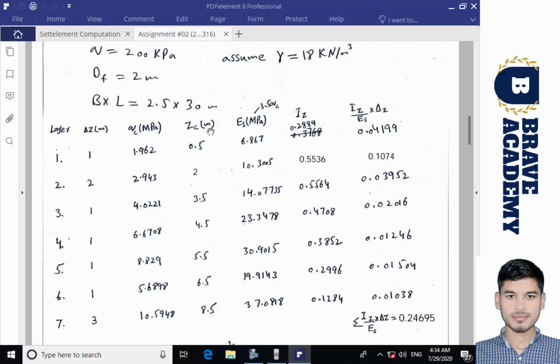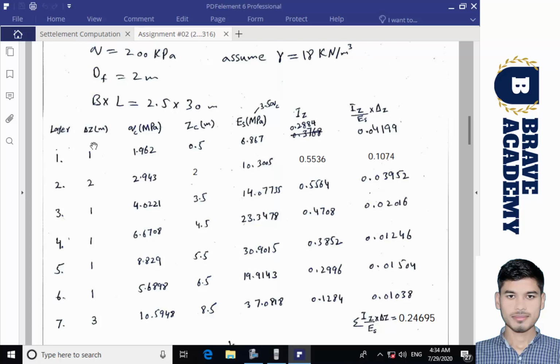Then is the Zc. Zc is the depth from the base of the footing to the center of the layer. For layer number 1, the Zc value is 0.5, which is half of the layer thickness of 1, from the base of the footing to the center of this layer. And from the base of footing to the next layer will be 2.